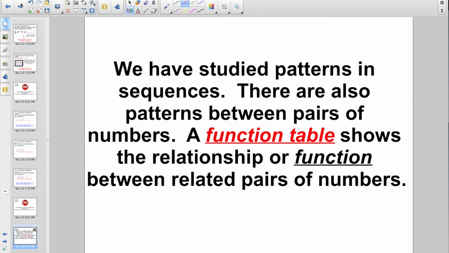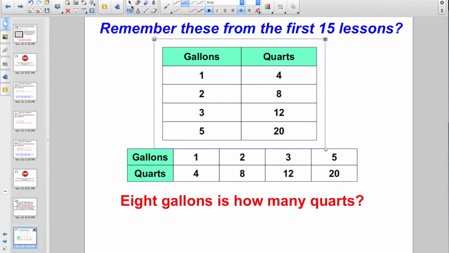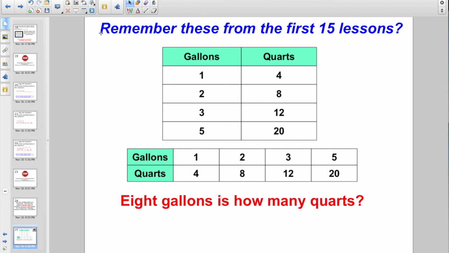All right, welcome back. We're almost in the home stretch here. Couple little things left, but we've seen this before. We didn't know what the name was. We have studied patterns in sequences. There's also patterns between pairs of numbers. And remember, a pair just means 2. A function table shows the relationship or function, these 2 words are synonyms, between related pairs of numbers. Do you remember these guys from about the first 15 lessons or so?